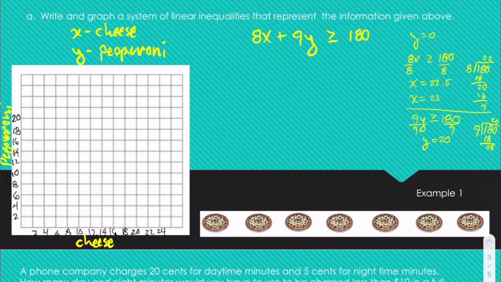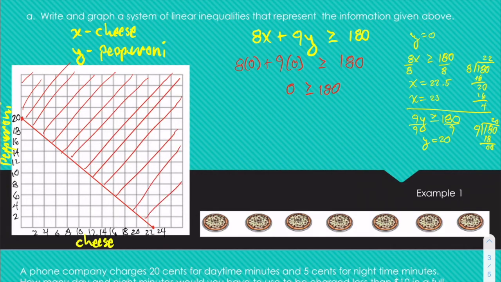There's our axes. Well, we have said that we can have as many as 23 cheese pizzas, and we can have as many as 20 pepperoni pizzas. So that's going to give us a solid line because of the equals to part of greater than or equals to. And there's our line. So now let's go ahead and test the origin. So the origin is going to say 8 times 0 plus 9 times 0. Is that greater than or equal to 180? Or is 0 plus 0, which is 0, greater than or equal to 180? The answer is no. So that means we're going to be shading away from the origin. So that means we're going to be going up here and shading. And there we have it.